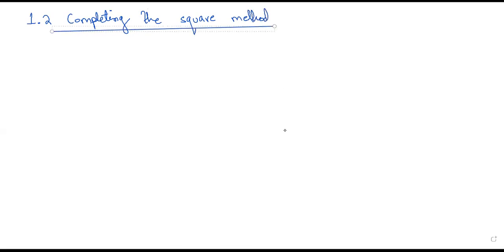Okay, so let me write down everything. This is 1.2, completing the square method. This is what we are going to discuss today. Okay, let's talk about a few examples and then we will understand the idea.